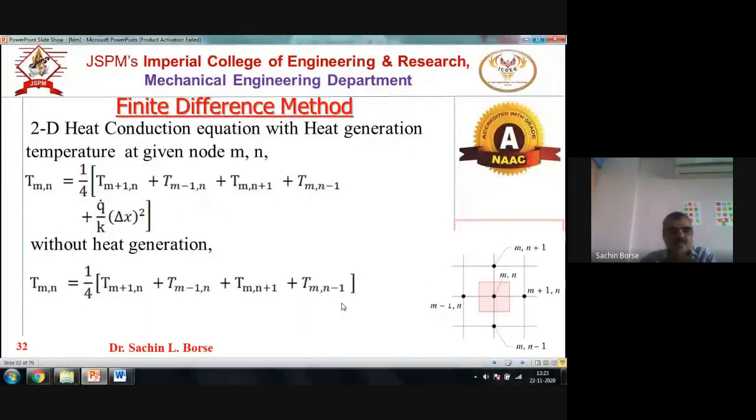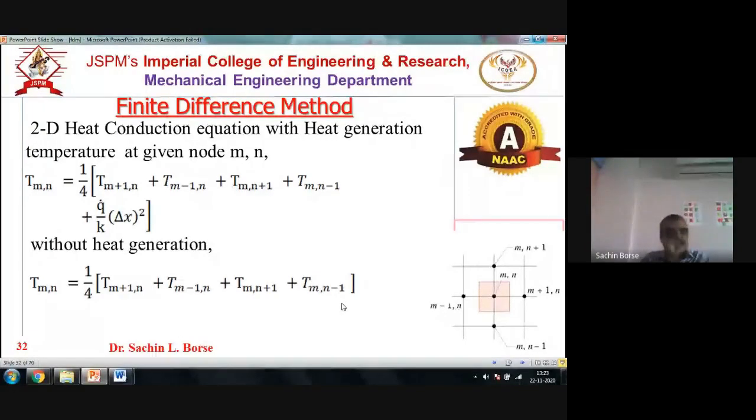Okay, so as I was saying, take the temperature on the left hand side: the temperature at the given node is equal to what? 1 by 4 into T(m+1,n) plus T(m-1,n) plus the other two. We can see in the diagram all these four temperatures are neighboring temperatures. So it is 1 by 4 into the summation of neighboring temperatures plus q dot by k delta x square.